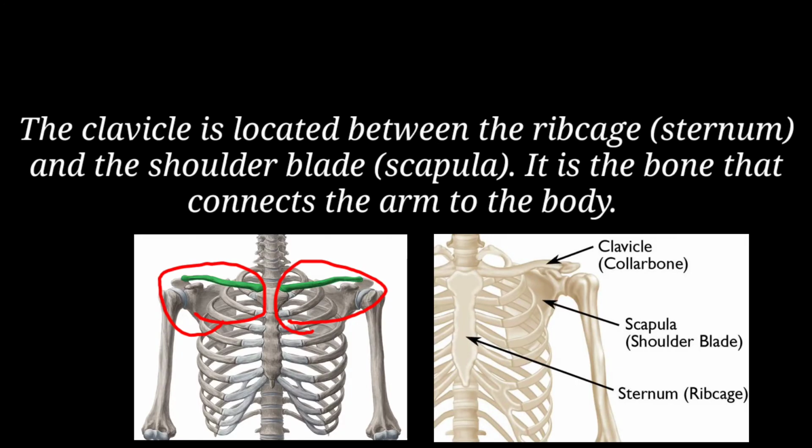This is the clavicle bone, which is also known as collarbone and beauty bone. The clavicle is located between the rib cage, sternum, and the shoulder blade scapula. It is the bone that connects the arm to the body.